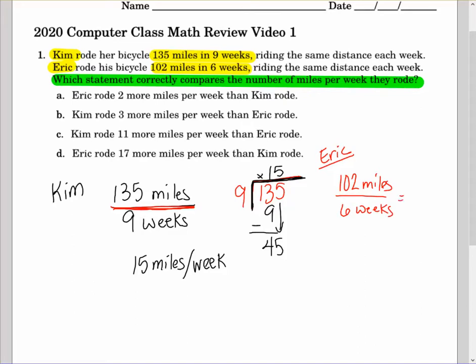So we're going to do the same thing to figure out how many miles per week. We're going to find the unit rate, so we're going to use division. The top number goes on the inside of the gazinta, and the bottom number is the divisor, so that goes on the outside. So now we're going to follow that fun little trick you learned.